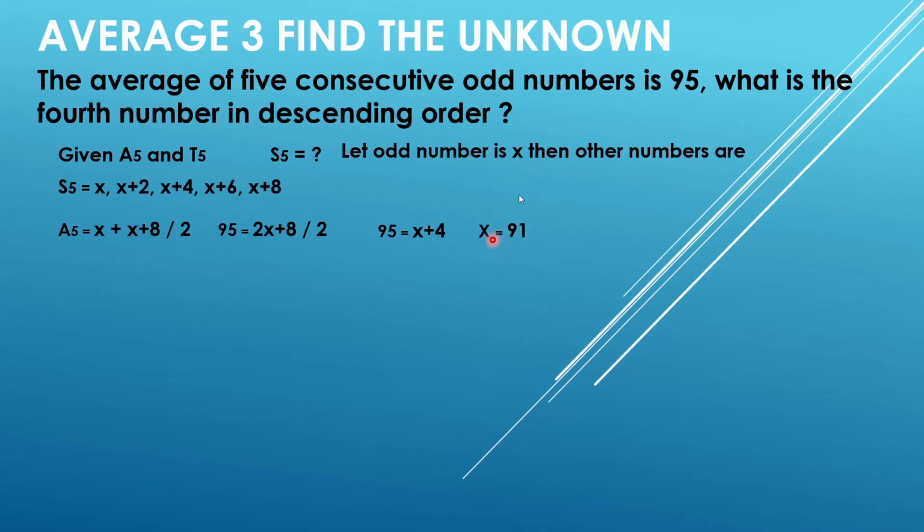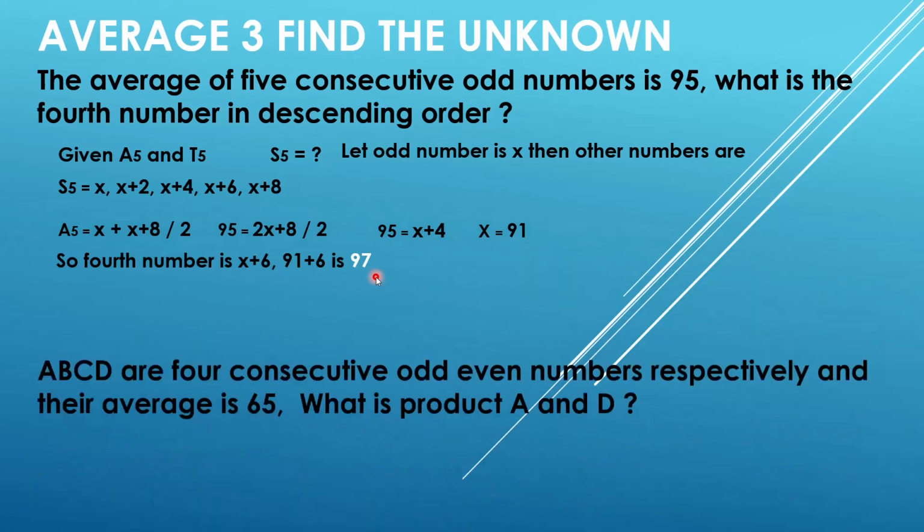But this is not what they have asked. They asked, what is the fourth number in descending order? So we need to find the fourth number: first, second, third, fourth, which is x plus 6. So 91 plus 6 is 97. This will be our answer. In your question they can also give this 91 as an answer, so don't hurry. First check what was asked in your question.